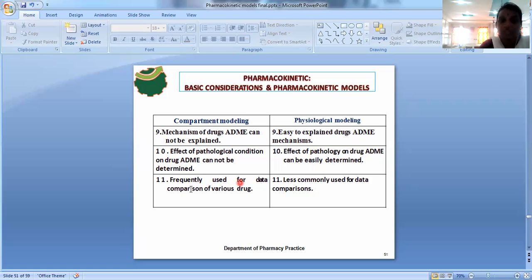Compartment models are frequently used in the comparison of various drugs. In order to compare the characteristics of one drug with another drug, these compartment models are commonly used. But in comparison studies, these physiological models are very less commonly used.